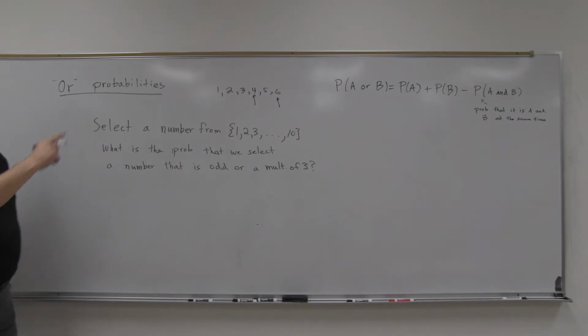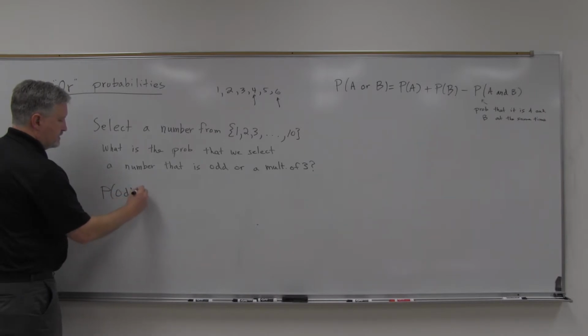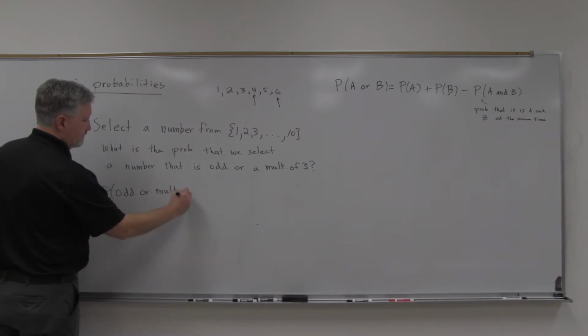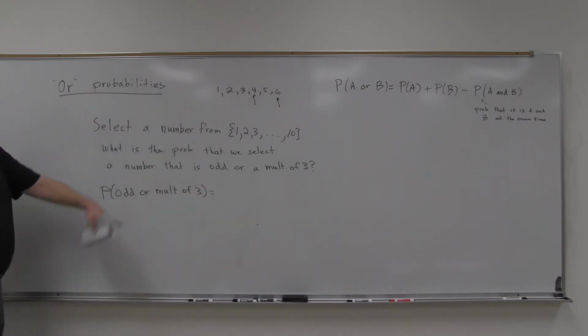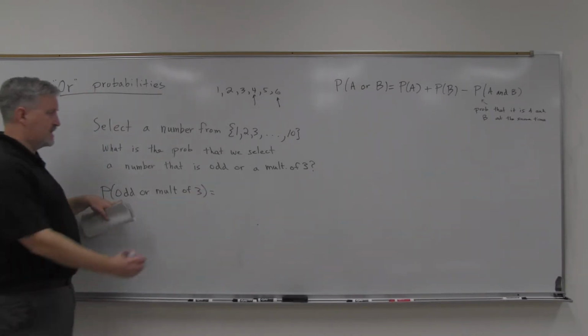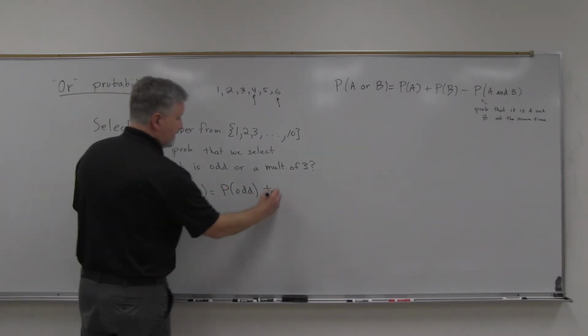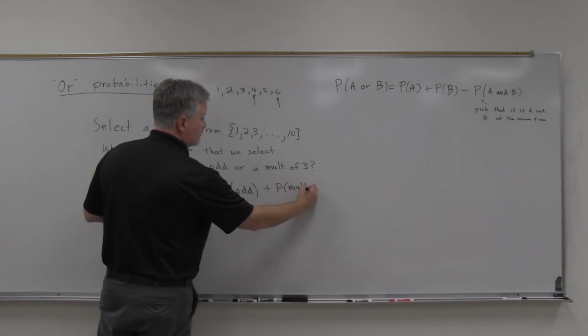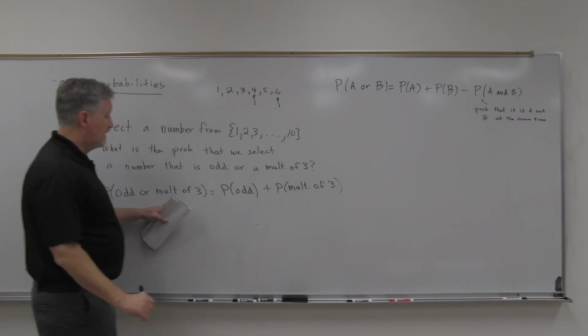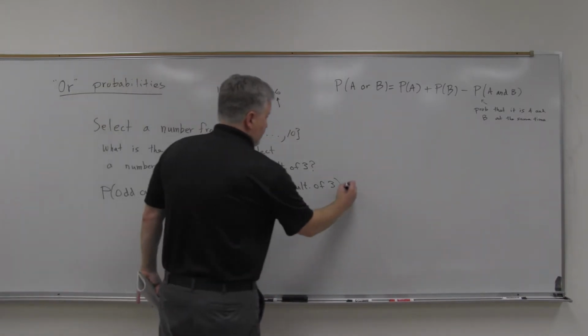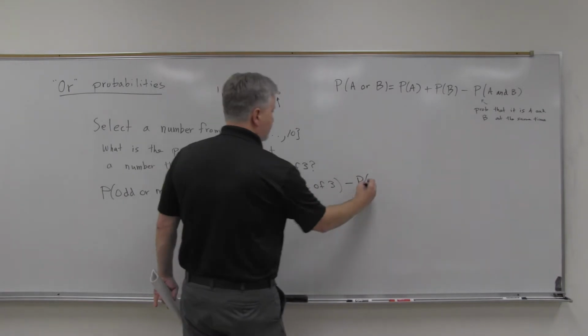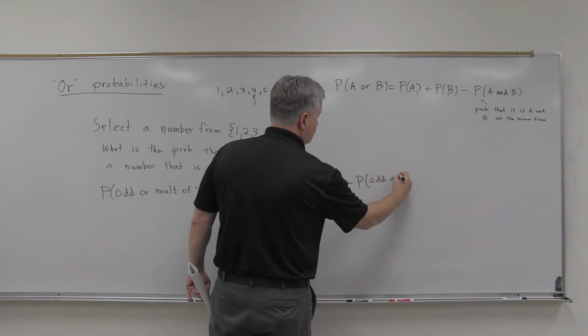All right, so we're going to use that formula right there just to practice on it. Probability that it's odd or multiple of 3. Well, by our formula, it'd be equal to the probability that it's odd, plus, since it's or, the probability that it's multiple of 3, but then we have that little bit we have to subtract, the probability that it's odd and multiple of 3, both.